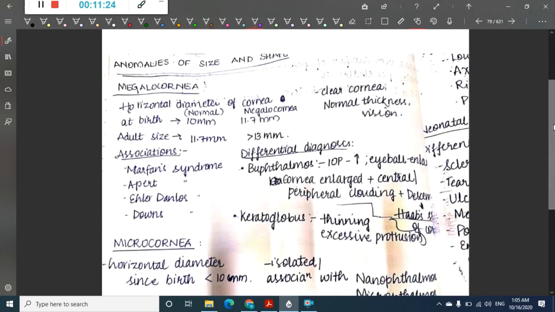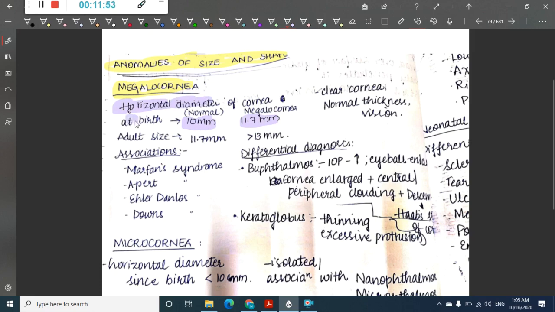Then let us now learn about the anomalies of size and shape of the cornea. First, we have megalocornea. So what is megalocornea? The horizontal diameter of the cornea normally is 10 millimeters at birth, but we call it megalocornea if the horizontal diameter of the cornea is more than 11.7 millimeters.